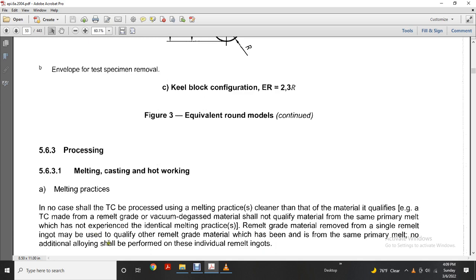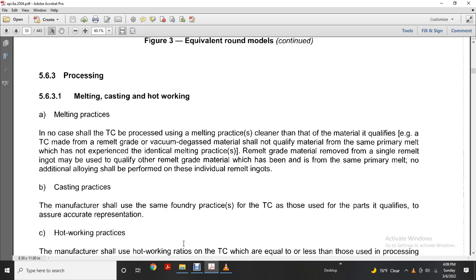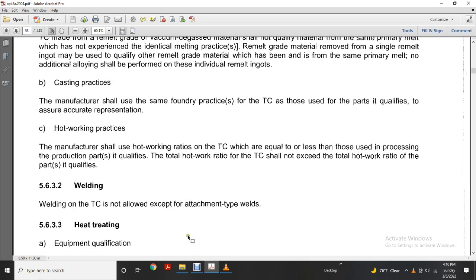No additional alloy shall be provided for the individual remelt in gas casting practices. Manufacturers shall use the same foundry practice for the test coupon used for the parts qualified, to ensure accurate representation. Hot working practice: manufacturers shall use a hot working ratio of the test coupon equal to or less than the production parts. The test coupon shall not exceed the total hot work ratio of the parts it qualifies.